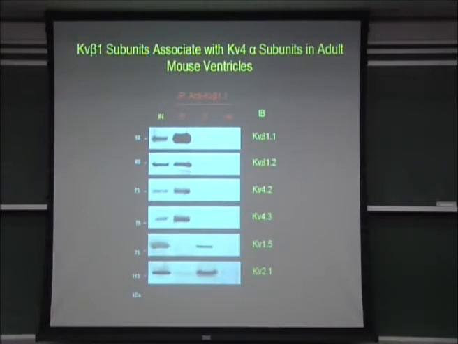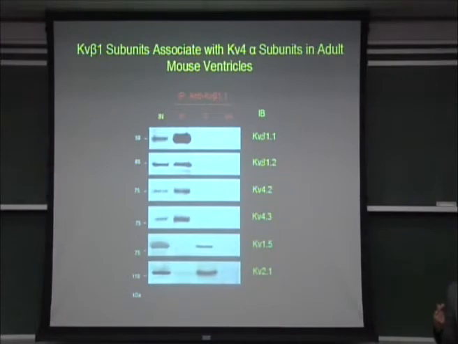I should add one other thing here that's also interesting, that I'm not going to show you the data for. We've shown that this KB1.5 encodes part of the delayed rectifier current in these cells. It's the current we call IK slow 1. And I've already told you that KB1.4 encodes ITO slow. So that means that in the same myocytes, you have two members of the same family, the KB1 family, KB1.4 and 1.5, that do not co-assemble to make functional channels.